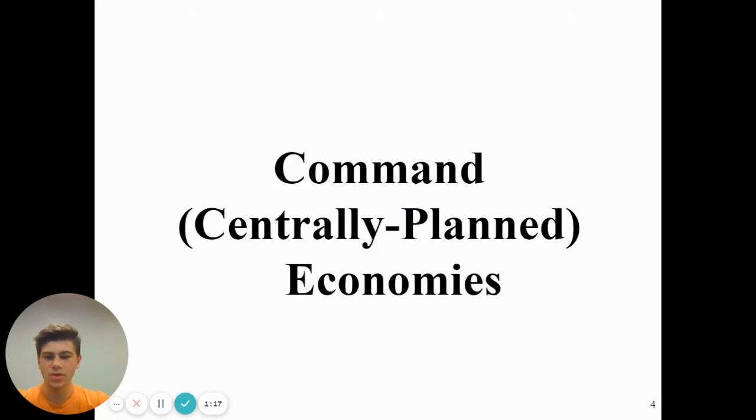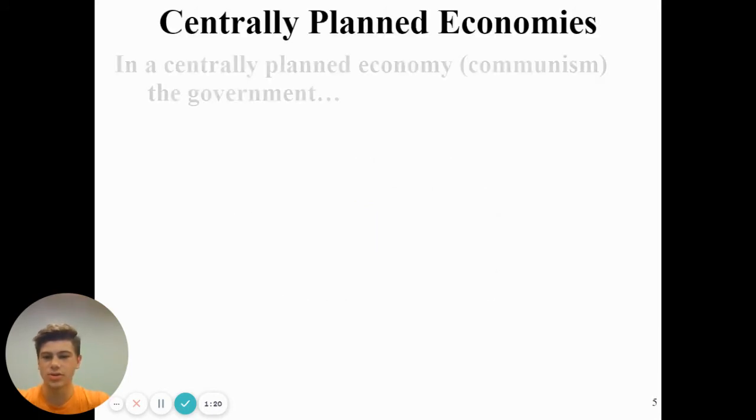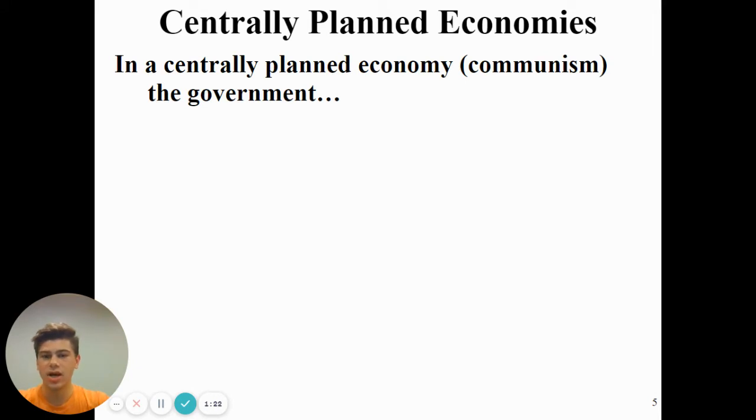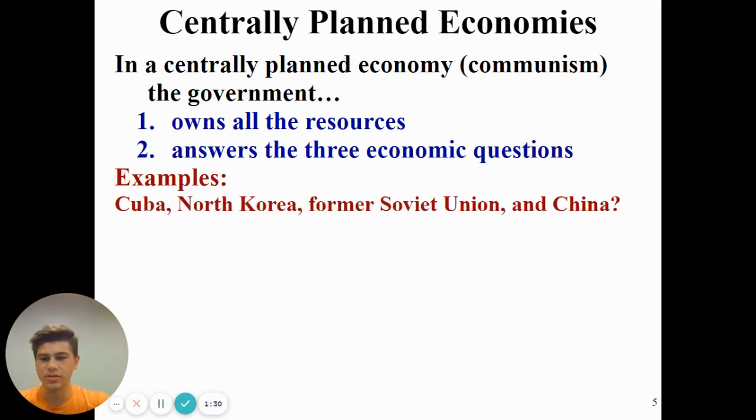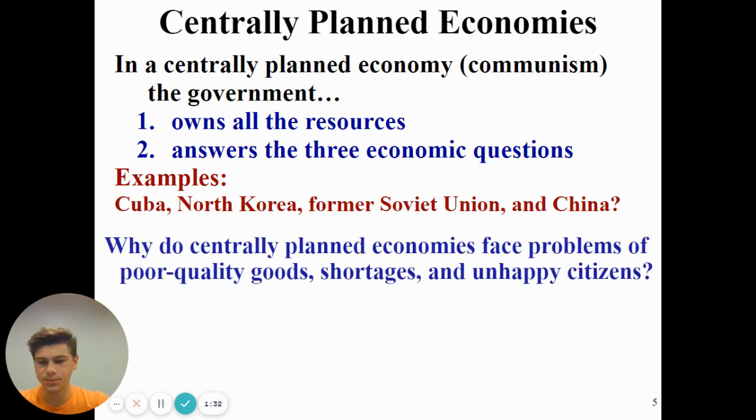All right, the command or centrally planned economy is what we're going to start off with here, aka communism. It's where the government is going to own all the resources and answer all three of those economic questions. Just some basic examples here, of course. North Korea is a big one.